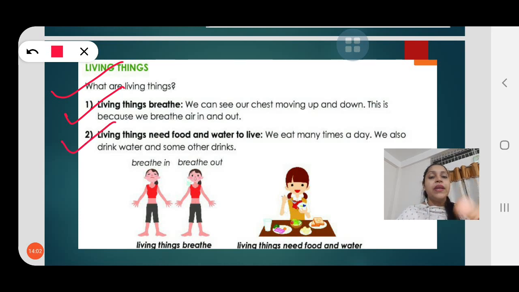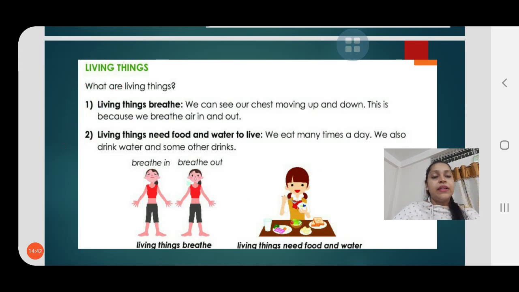Then number two, living things need food and water to live. So children, now I have shown you the pictures of living things. Like, what were the pictures of living things? People were there, then fish was there, tree was there, animals were there, insects were there, birds were there. So these living things need food and water to live. Like we need food and water to live. Animals, birds, plants all need food and water to live. So you can see here, children, a picture is shown of living things needing food and water. Okay, children, now let's proceed.